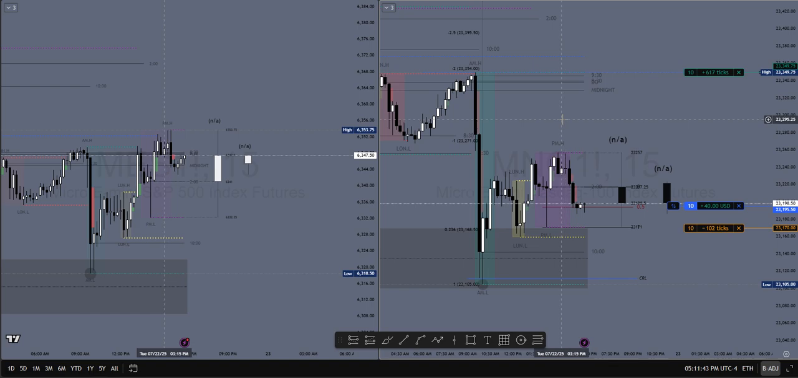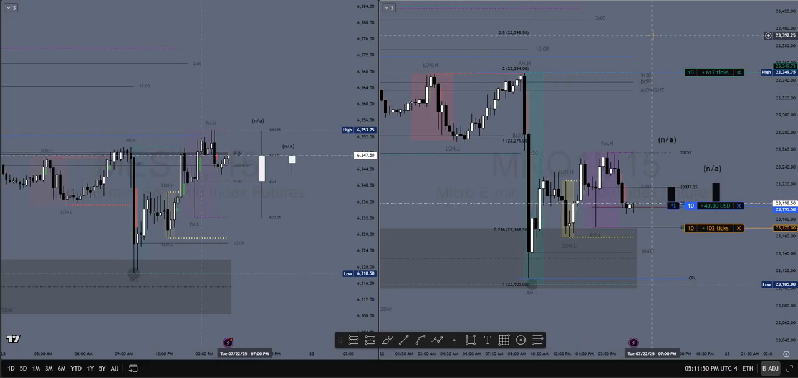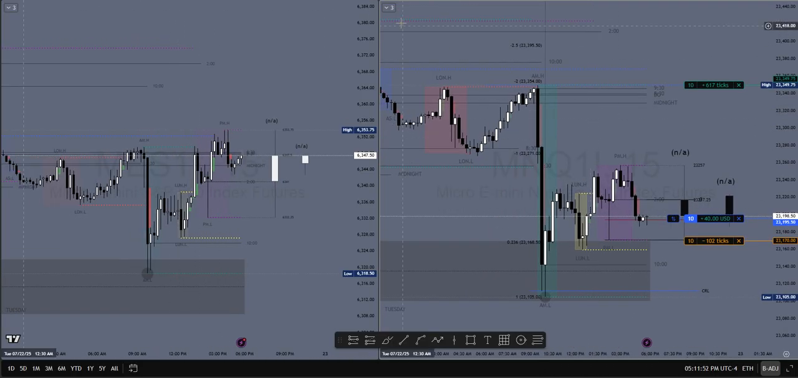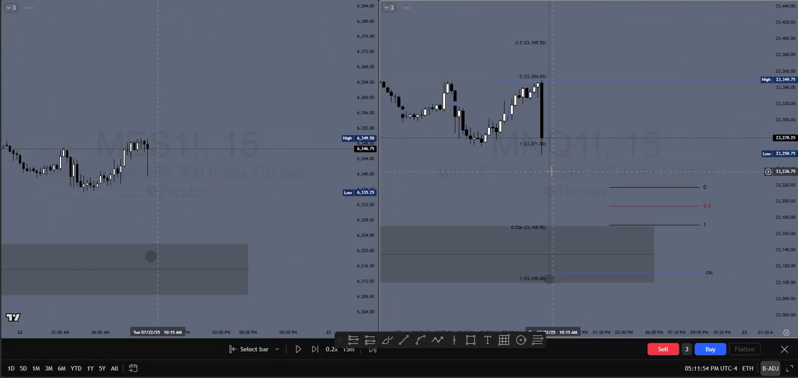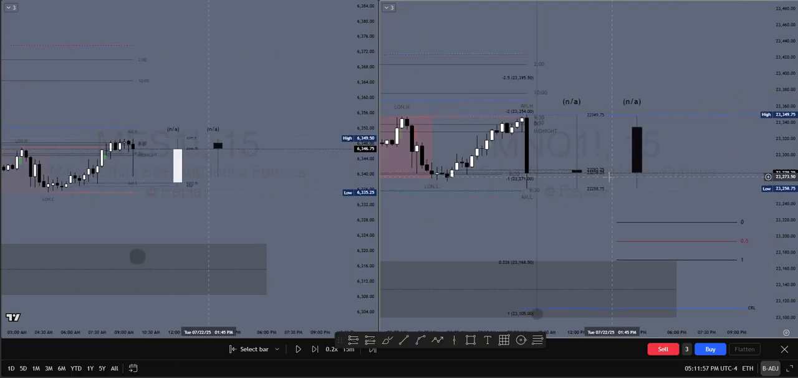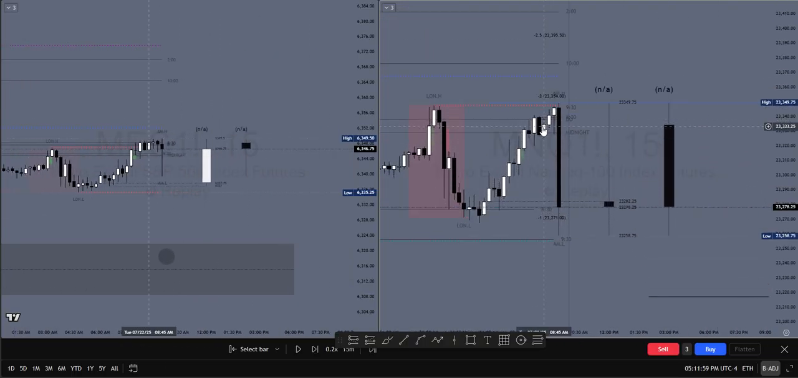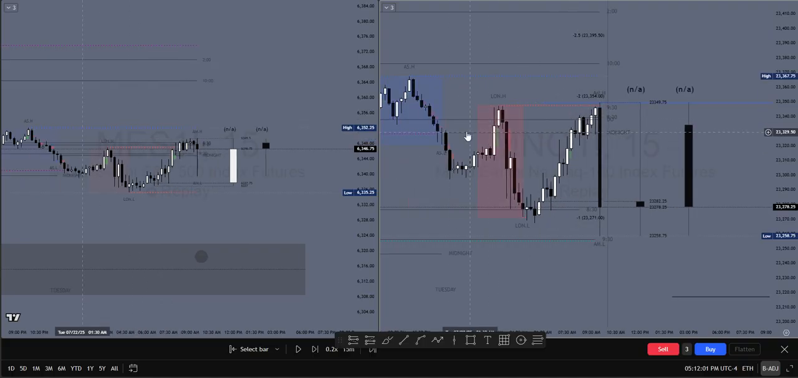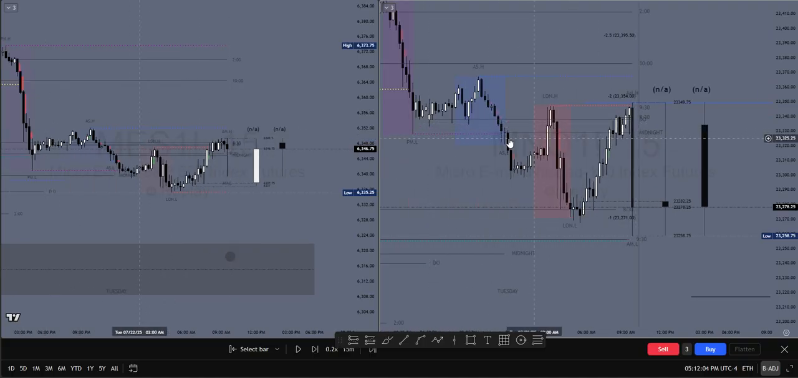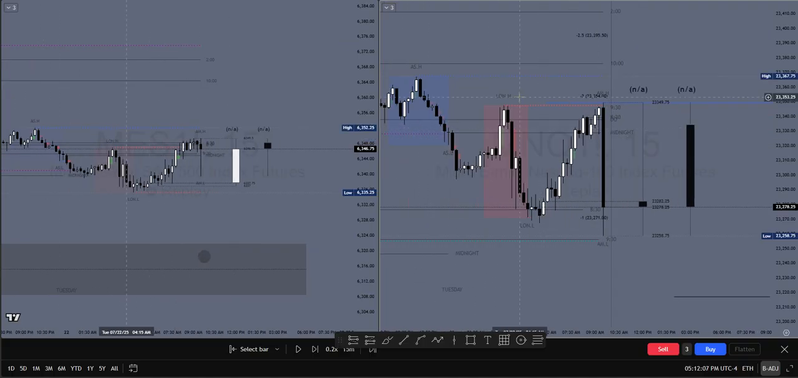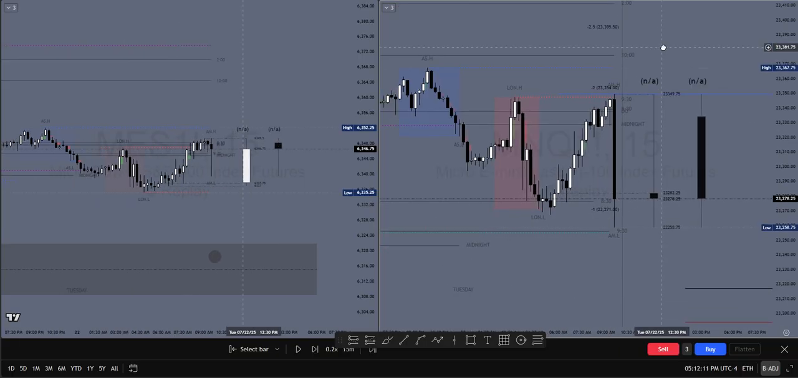So going back to one of the videos that I showed you on how to use midnight open and daily open, you guys can see right here, 8:30 is right up here. Our daily is right here. Our midnight open is right here. On a bearish day, above this area would be our premium.